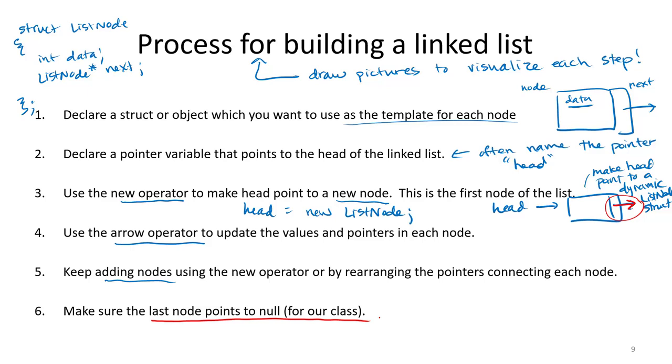We'll see later on that we can use a while loop and search through our list until our pointer points to null. That way, we always know where the end of our list is located.